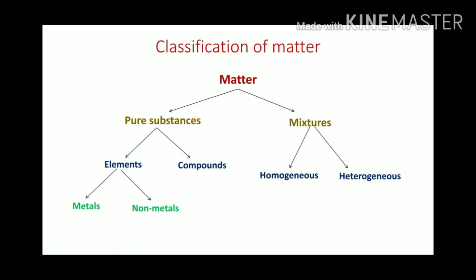Last year, you have studied the classification of matter. On the basis of chemical properties, matter can be classified into pure substances and mixtures. Mixture can be further divided into homogeneous and heterogeneous, and pure substances can be classified into elements and compounds, and elements can be classified into metals, nonmetals, and metalloids. But here in this chapter, we are going to focus on metals and nonmetals.